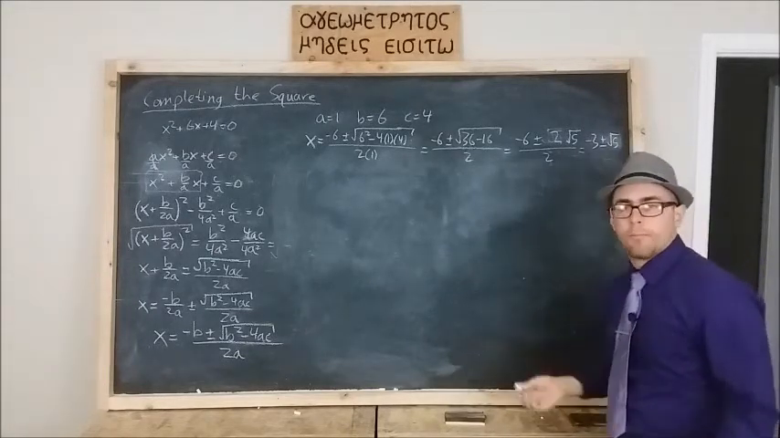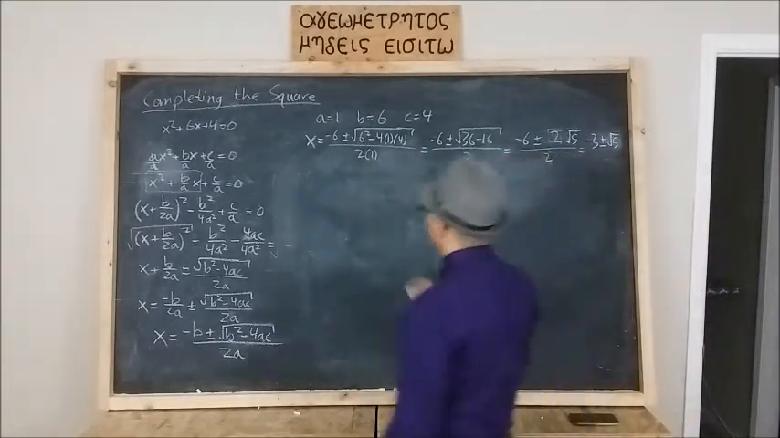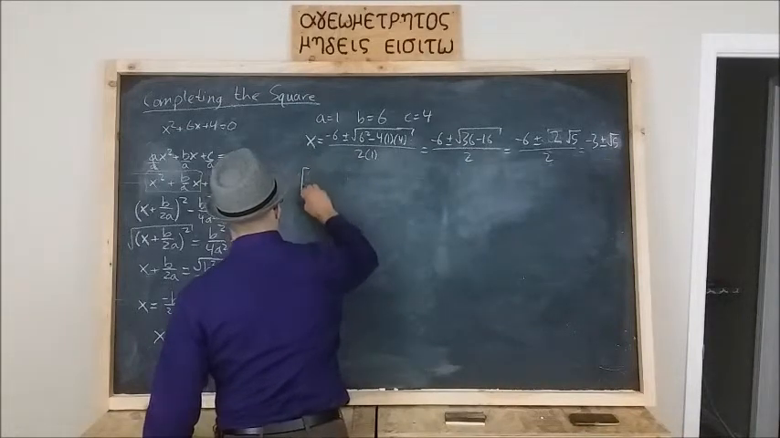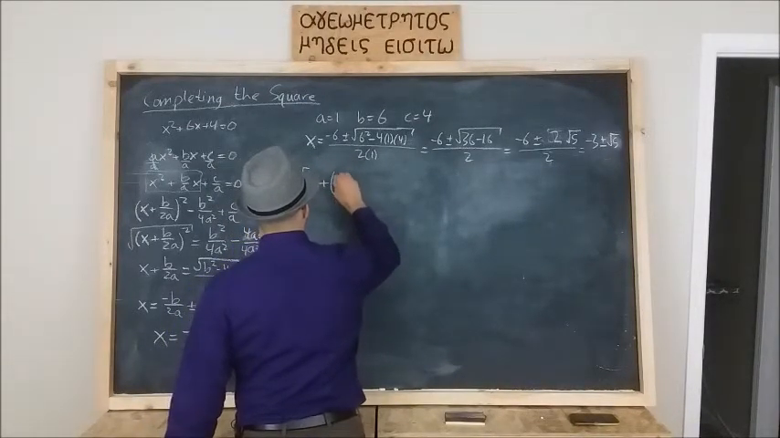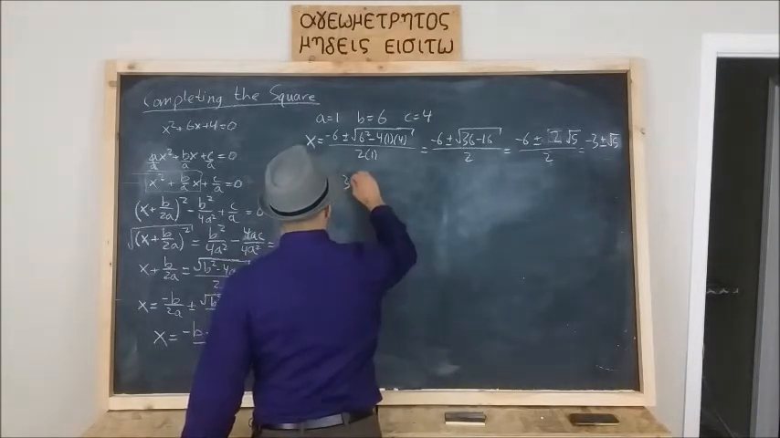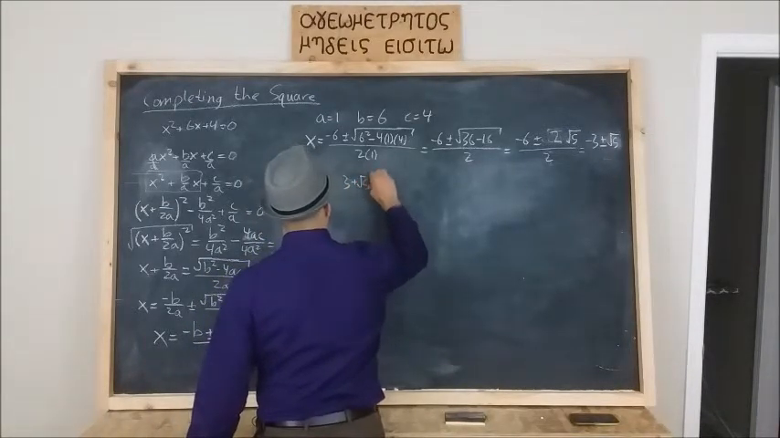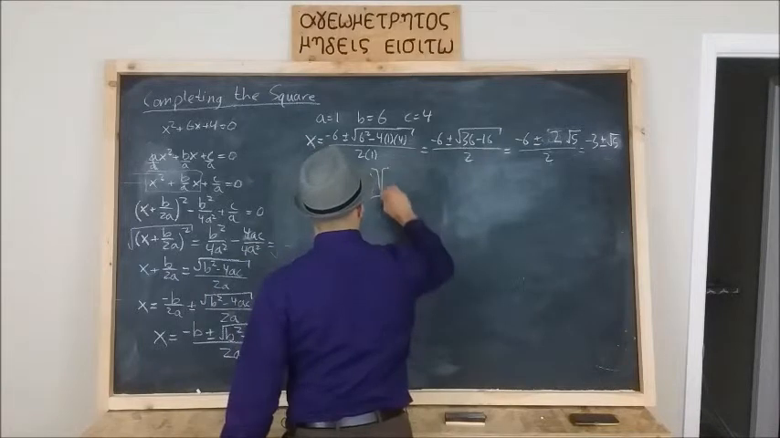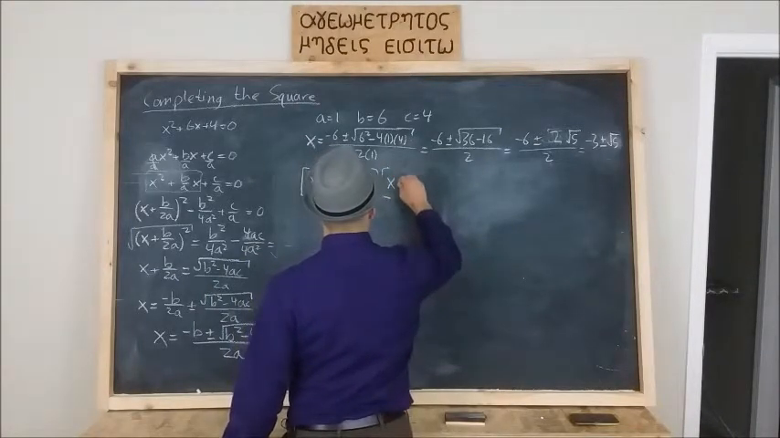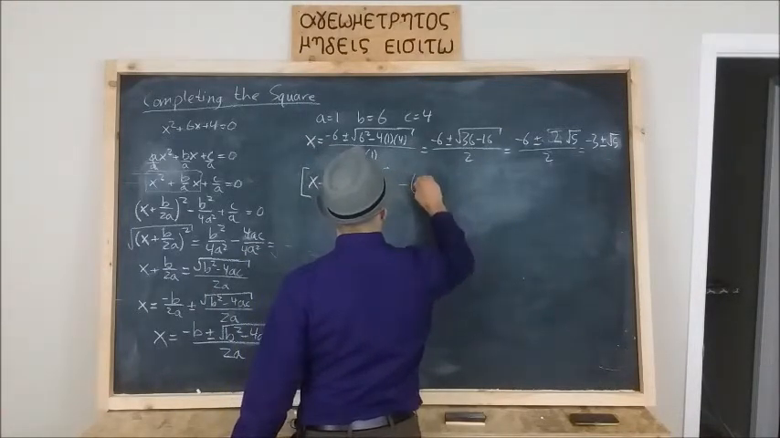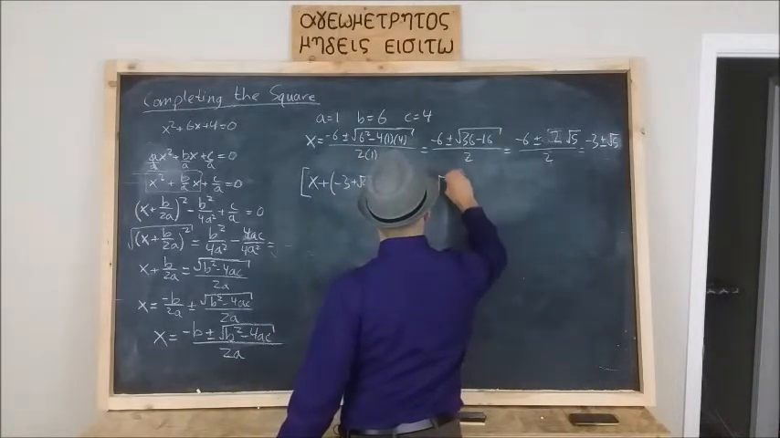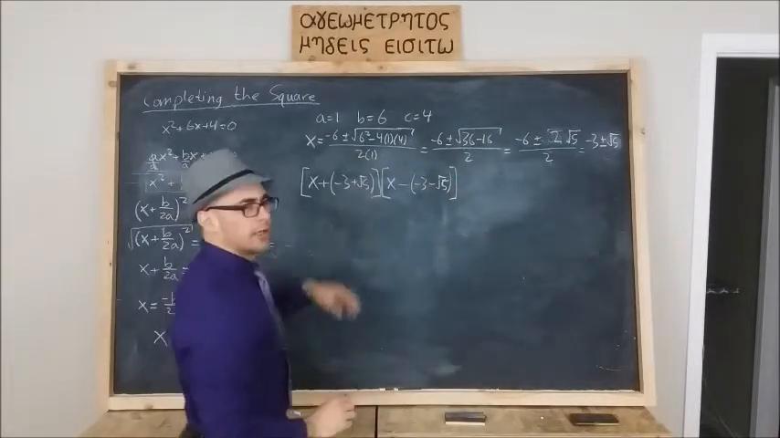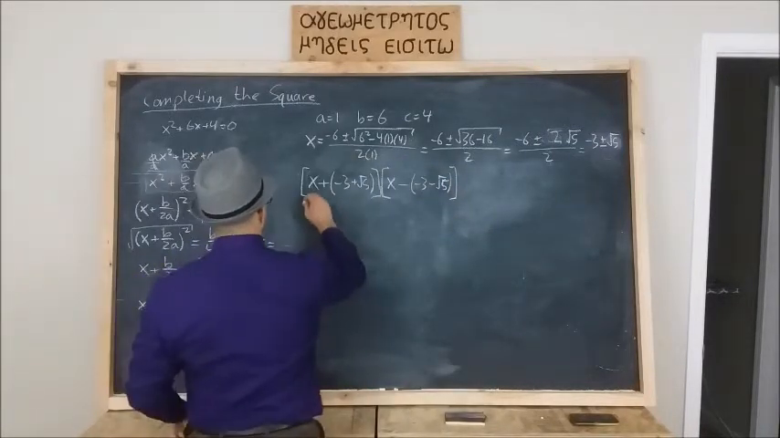Okay, so if we write that as factors, x plus negative 3 plus square root of 5, times x minus negative 3 minus square root of 5, okay? Be careful with your positive and negative signs here.